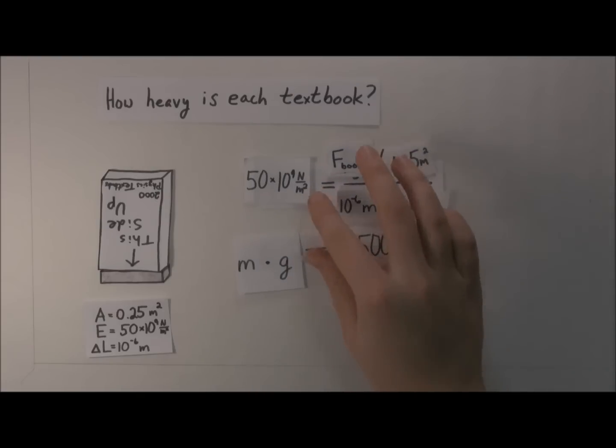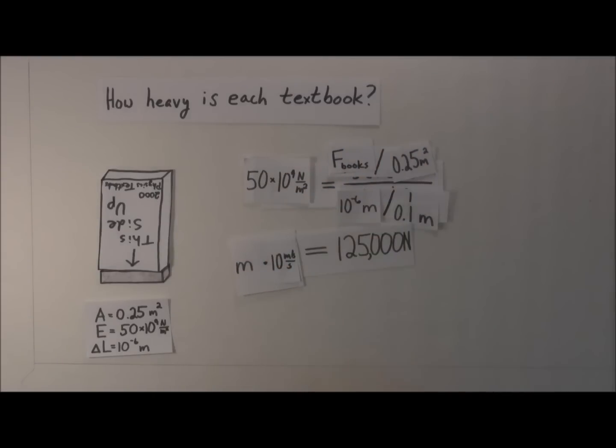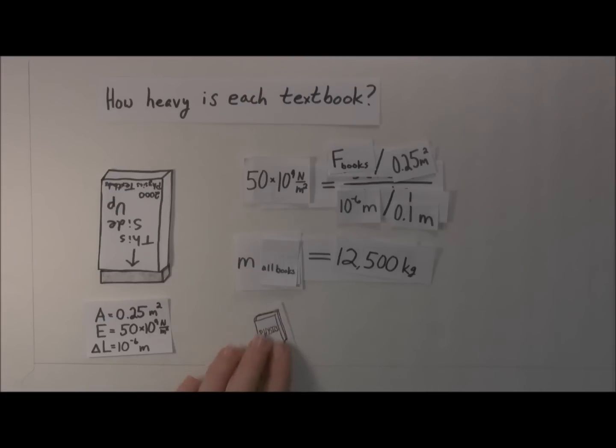Dividing by the acceleration of gravity, 10 meters per second squared, we can tell that the mass of all of the books is 12,500 kilograms. And then dividing by 2,000 for each book, we can tell that the mass of each book is about 62.5 kilograms, a little more than a house cat.